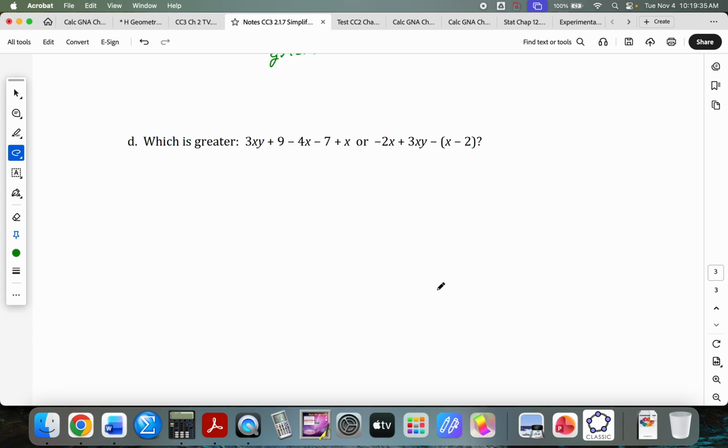Let's see if we can get this one done. So let's look at this. What's the only simplifying we can do on the left? Yeah, the 9 minus 7. So I've got 3xy minus 4x plus 2. What about the plus x? Oh, sorry, I missed that. So if we group these two, then what should this be? Not negative 4x, but negative 3x.